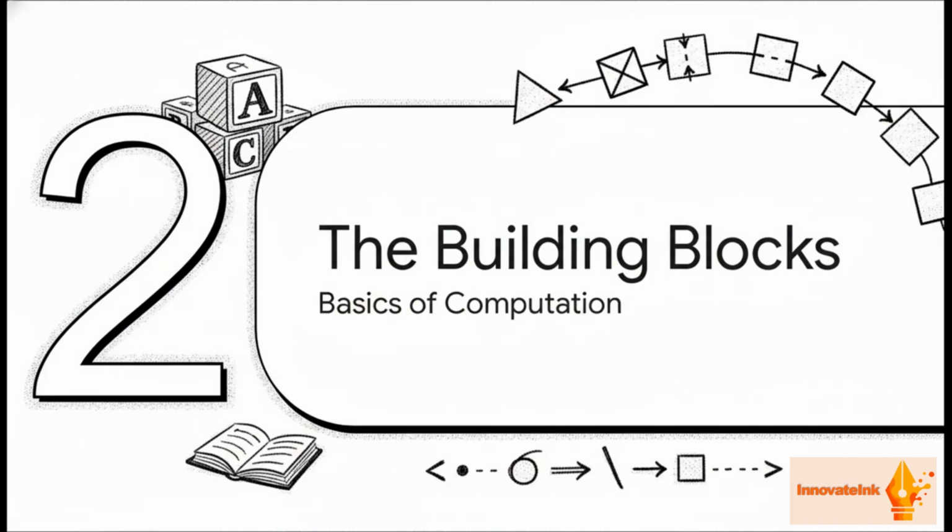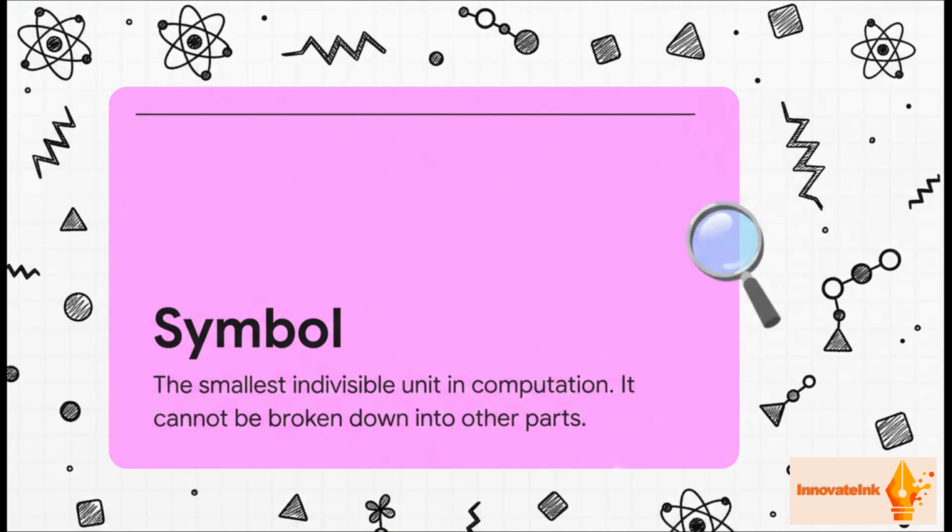Okay, let's dial it all the way back to the absolute basics. We're going to see how you actually build a language from the smallest pieces imaginable. It's like learning the ABCs before you try to read a novel. Everything, and I really mean everything in this world, starts with a symbol. Think of it like a Lego brick or an atom. It's the smallest possible piece. You just can't break it down anymore.